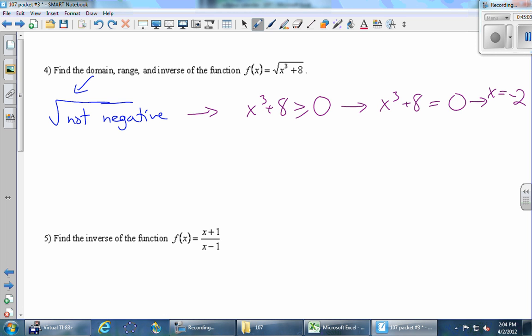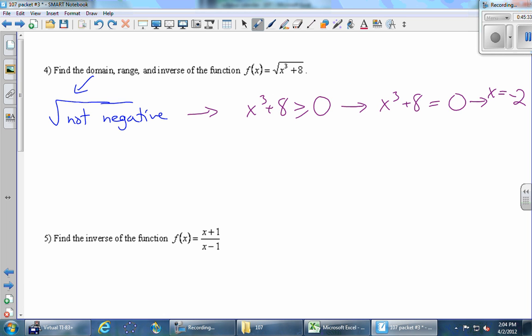Pick a number that's way bigger than -2. 100. If you plug in x equals 100, are you going to be okay, or are you going to have problems inside of that square root? You're going to be just fine, right? 100 cubed, very big positive, add 8, I can take the square root. So it feels like numbers bigger than -2 are fine.